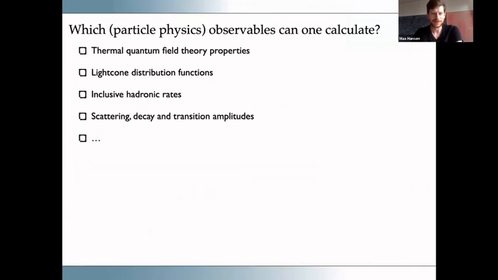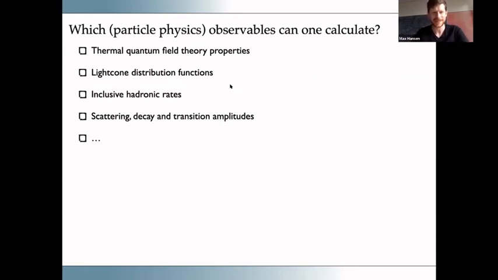One thing I was asked to focus on was observables, and I now realize that my expertise is only a small part of the full workshop here. I really enjoyed these other condensed matter contexts. So here I can really only comment on observables in the context of particle physics. And if you ask the question, what observables can we get from spectral functions? I think the short answer is somehow everything.